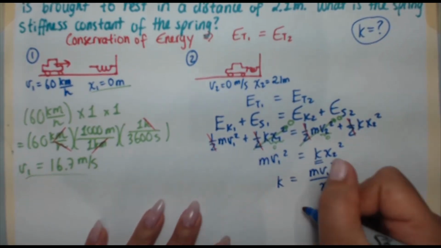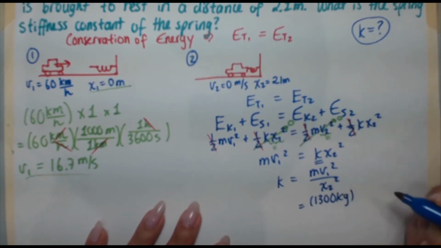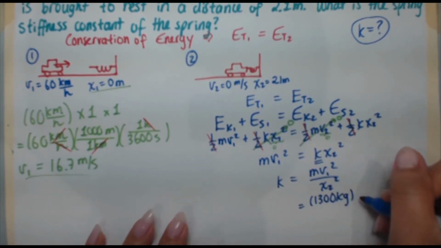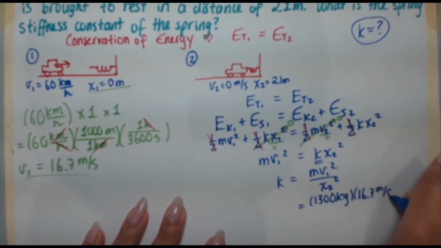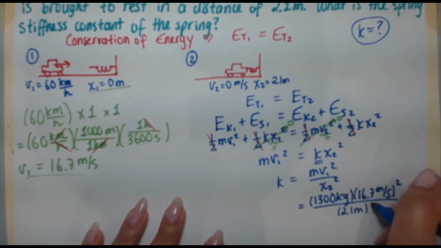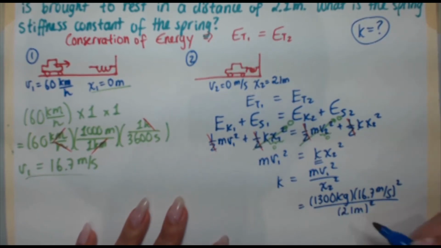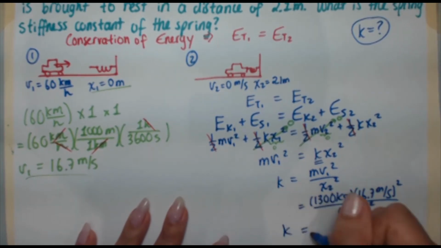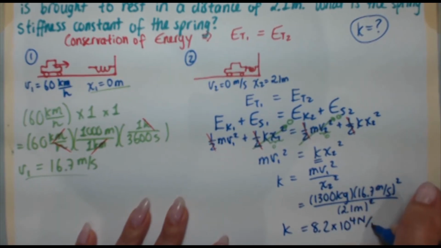Plug in your values. Okay, so your mass is 1,300 kilograms. Your initial speed, we converted to 16.7 meters per second. Make sure you square that because often people forget that part. x2, the final compression, is 2.1 meters. That also gets squared. So all you have to do is plug that in your calculator and you will get a value of k equal to 8.2 times 10 to the 4 newtons per meter.